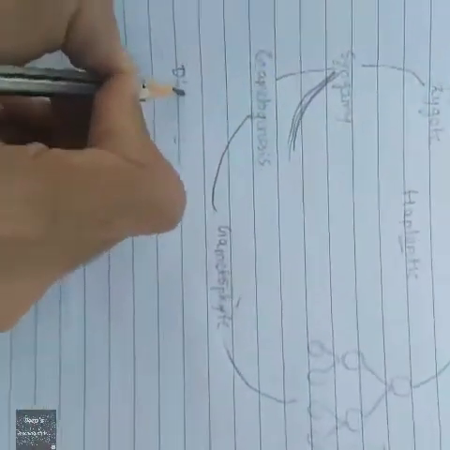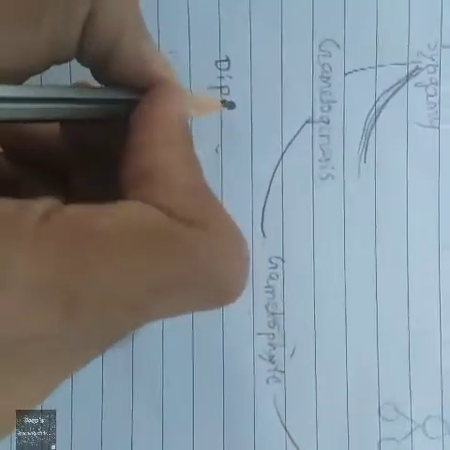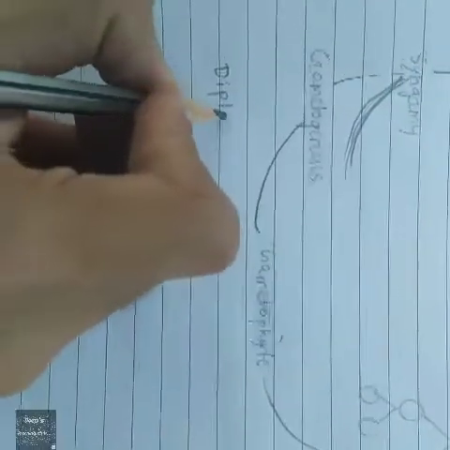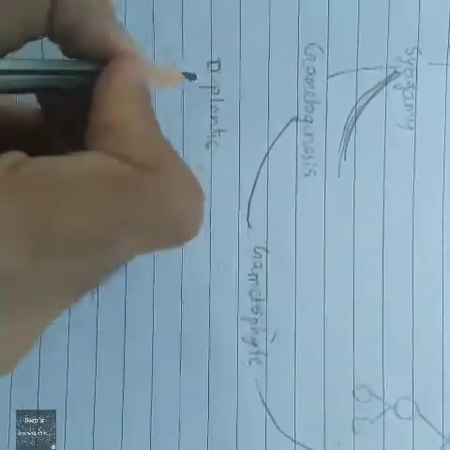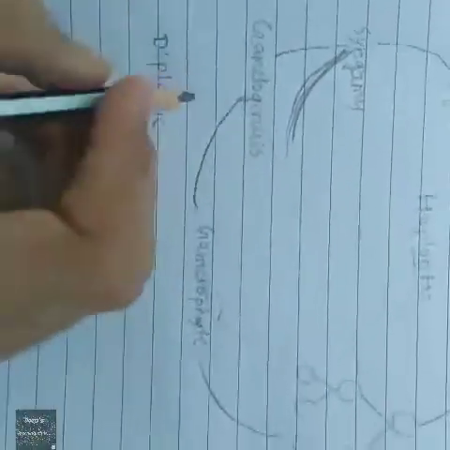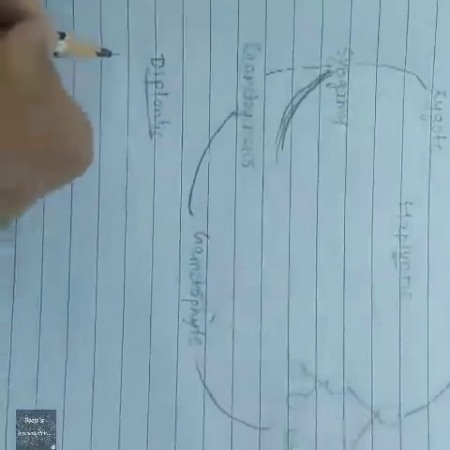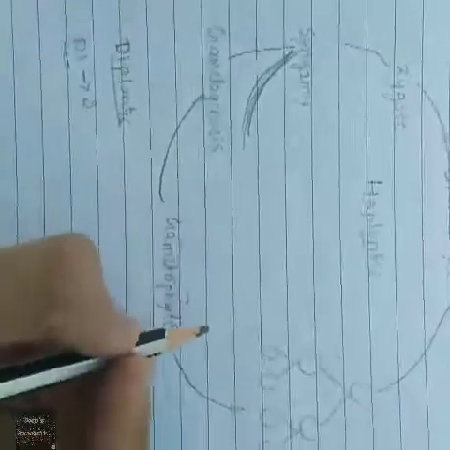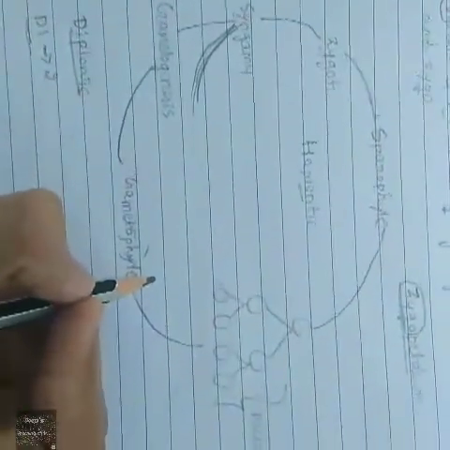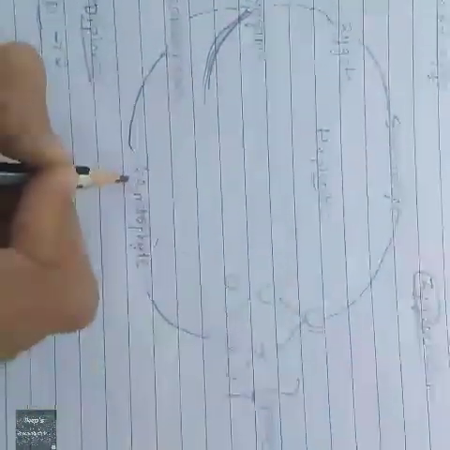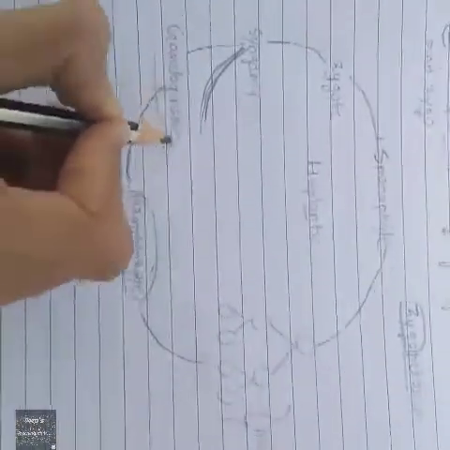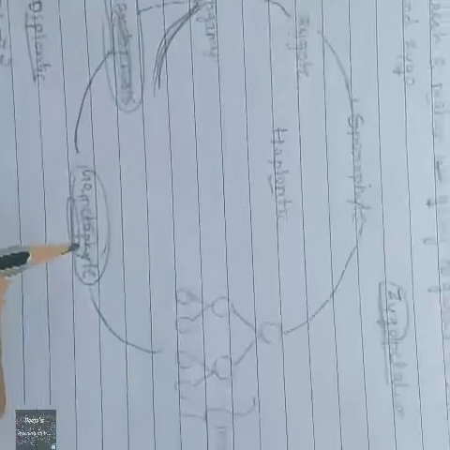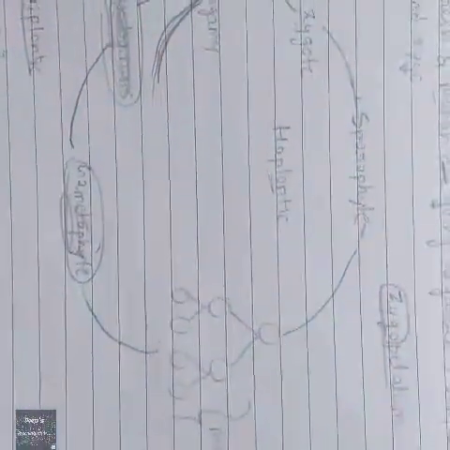And now I will draw the diplontic cycle. Now di stands for 2. Di means 2. From this cycle I have to remove 2 steps, and those are this one and this one. So this becomes our diplontic cycle.